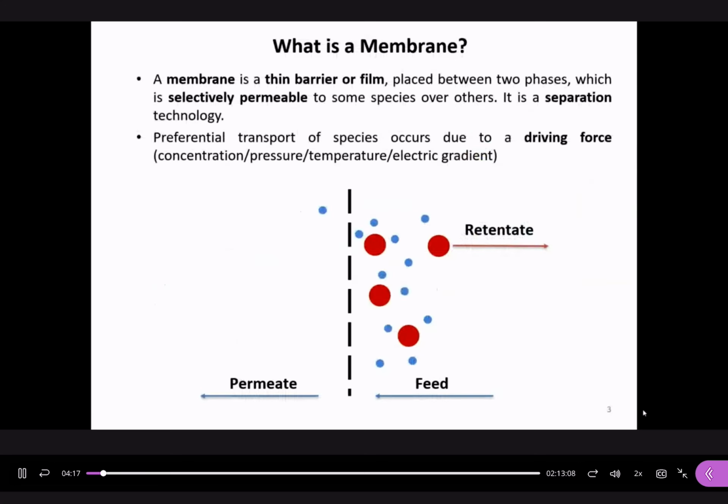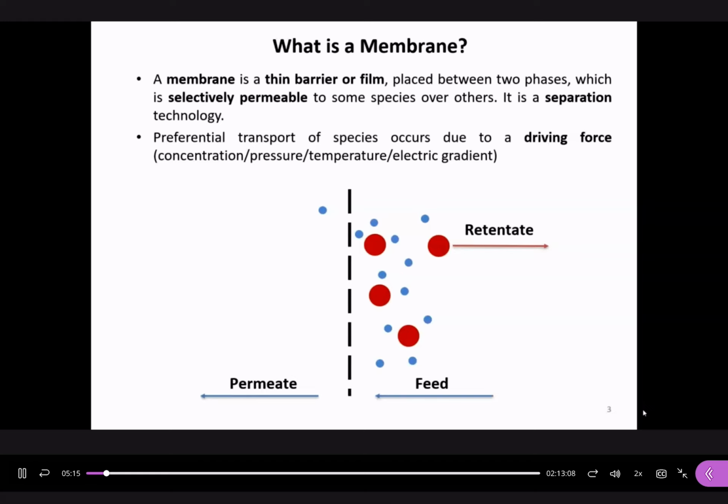But basically, a membrane is a thin barrier or film. It needs to be thin. When you think about standard filtration, which we talked about last lecture, it's very deep, 2 or 3 meters in depth. But when we look at the thickness of these samples I have here, it's very thin, probably a millimeter in thickness. The selective layer is even thinner, hundreds of nanometers in thickness. So it's a super thin barrier or film placed between 2 phases.